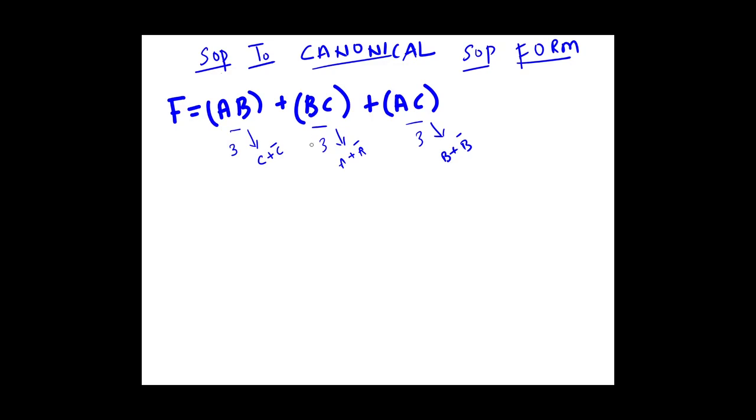So before writing this expression, before multiplying with them, first we'll see what A plus A bar is equal to. It is equal to 1. We already know the Boolean laws. From that, one of the Boolean laws, we have A plus A bar equal to 1.